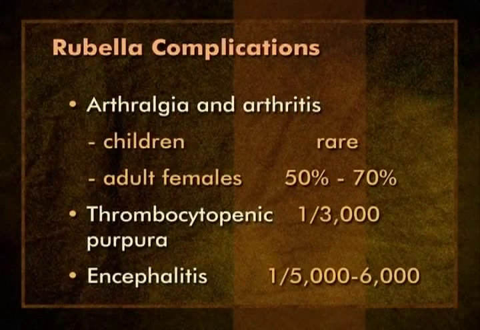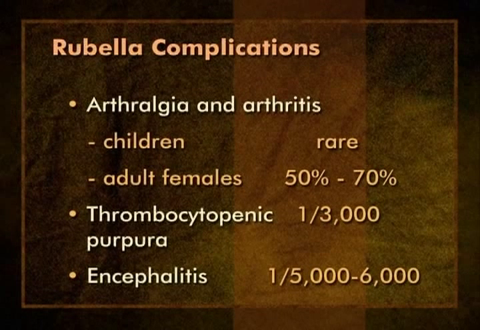There are a few complications of rubella that you should be aware of, since similar but milder symptoms occur as adverse reactions following vaccination. The most common are arthralgia, or joint pain, and arthritis, or inflammation of a joint. Joint symptoms are rare in children, but joint symptoms are reported in up to 30% of adults and in 50 to 70% of adult females with rubella. Chronic and recurrent joint symptoms have also been described following rubella in adult women.